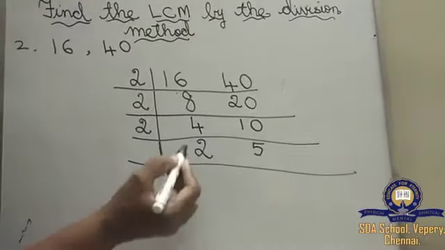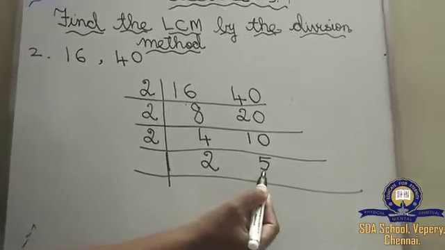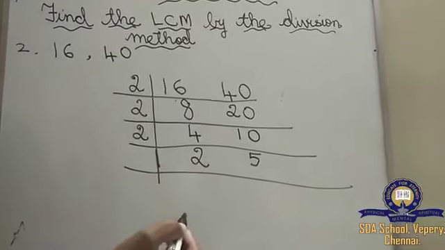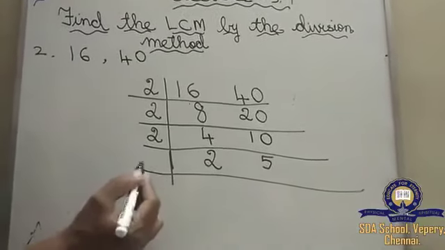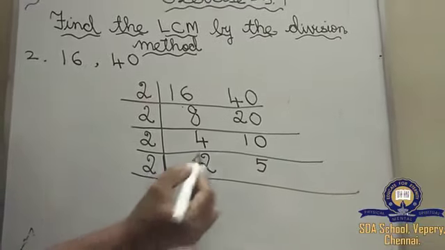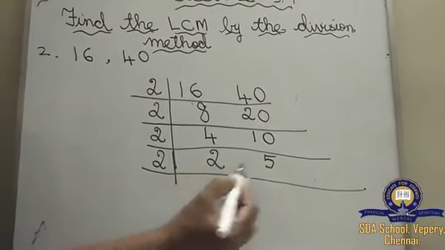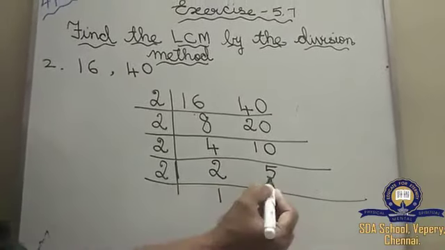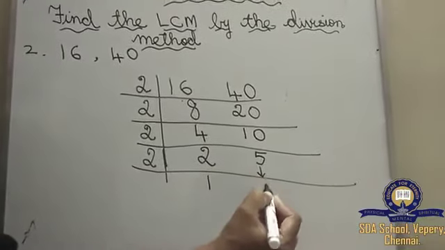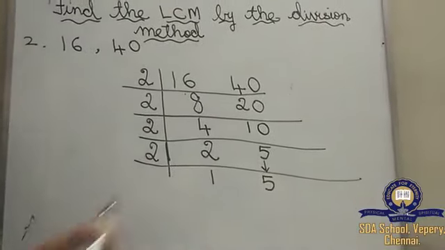Now see, 2 is also a prime number, 5 is also a prime number. But what you have to bring? You have to bring down 1, 1. So first you have to put 2. So 1 2 is 2, and 5 doesn't go in the 2 table. So what you have to do? You have to bring down this 5 as it is.